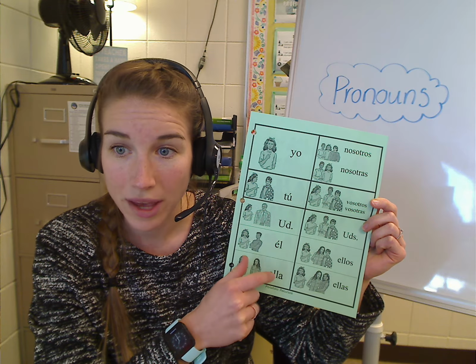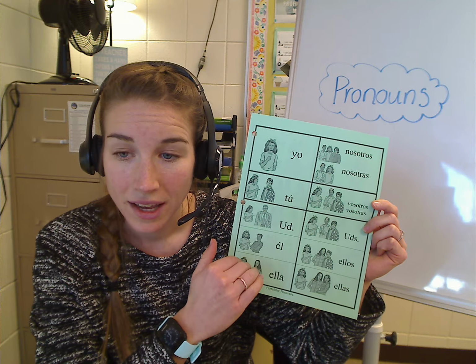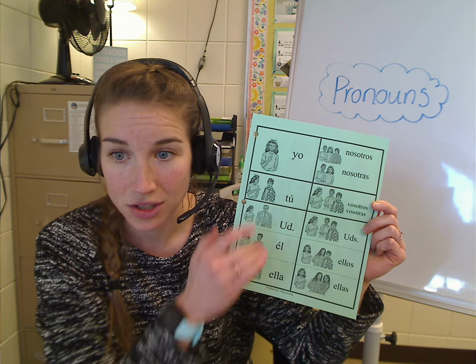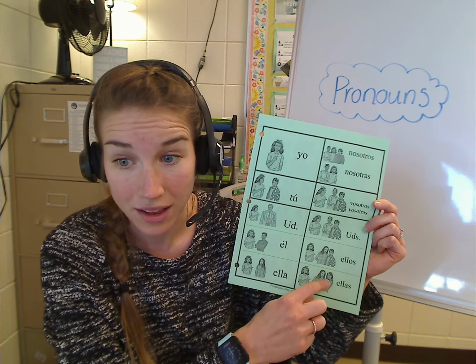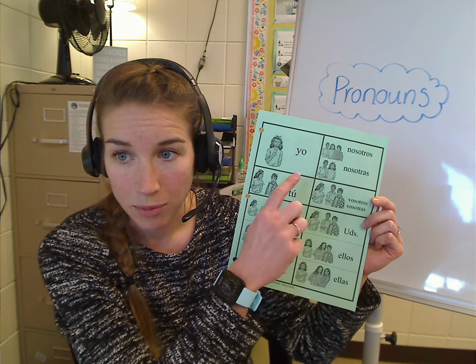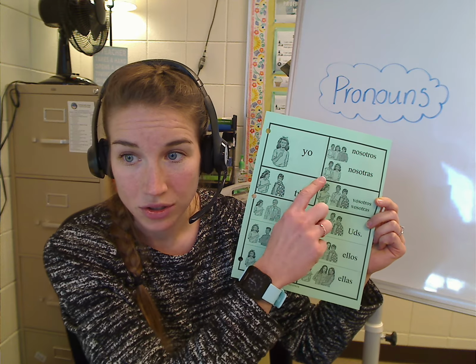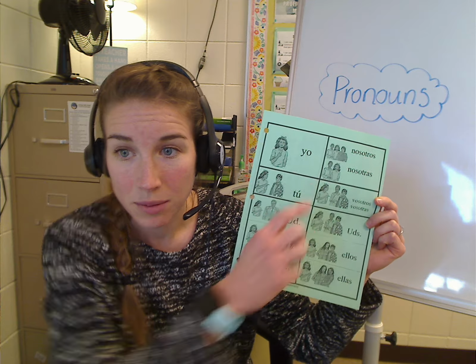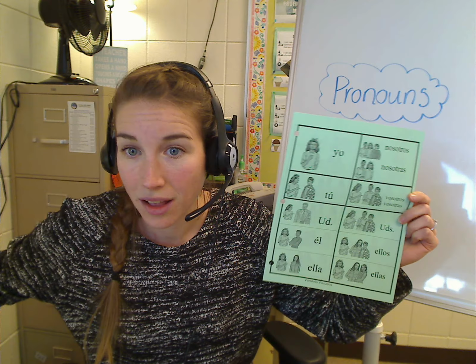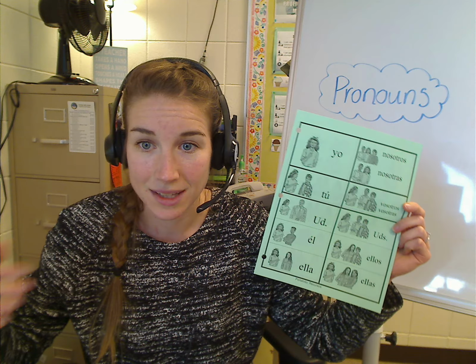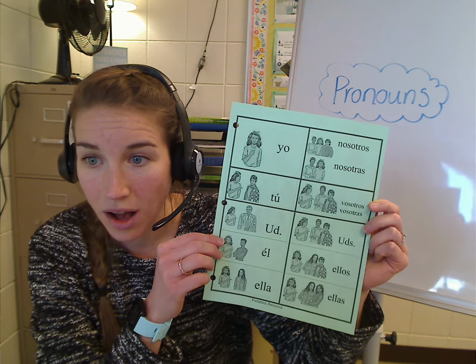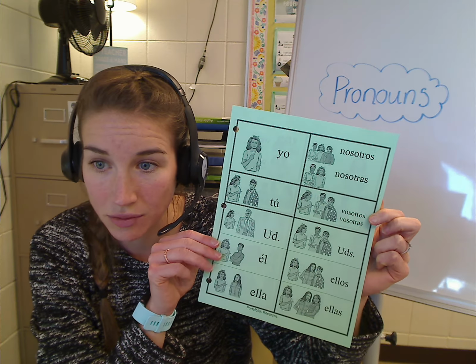Now, if you notice, these are all singular. That's intentional. The way these are organized and ordered is very intentional. So singular is on the right side, and then on the left, these are all plural. They all end in S. At the top, we have we: nosotros, nosotras. The person in the picture is in the middle of a group of people, so like I and someone else. We also have you all, which is vosotros or vosotras.